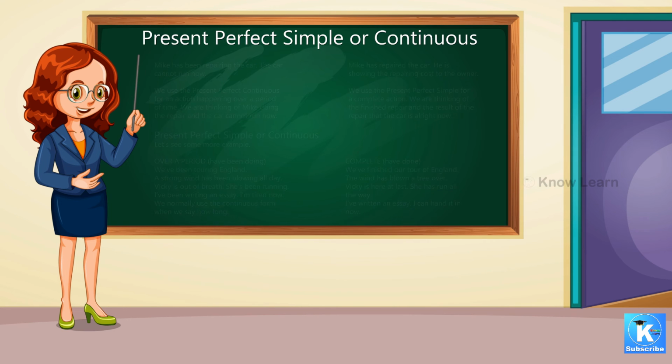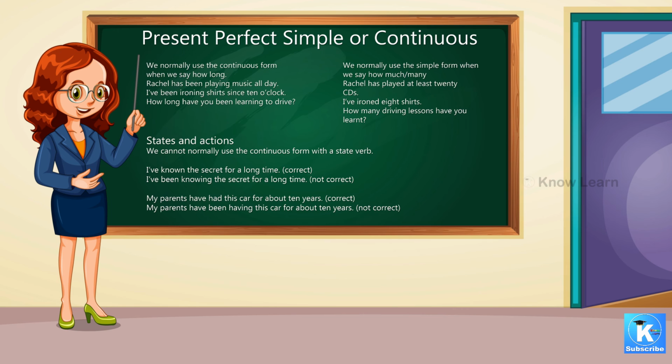We normally use the continuous form when we say how long. Rachel has been playing music all day. I've been ironing shirts since 10 o'clock. How long have you been learning to drive?